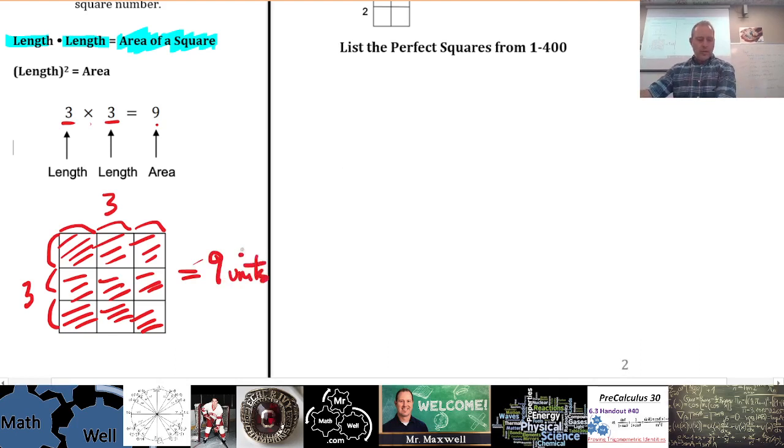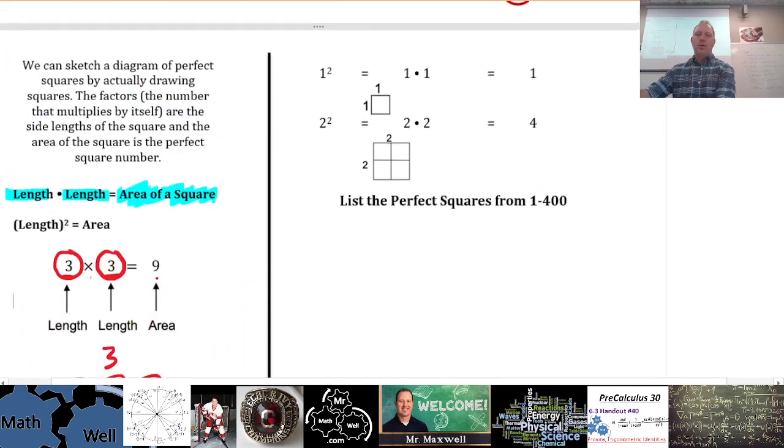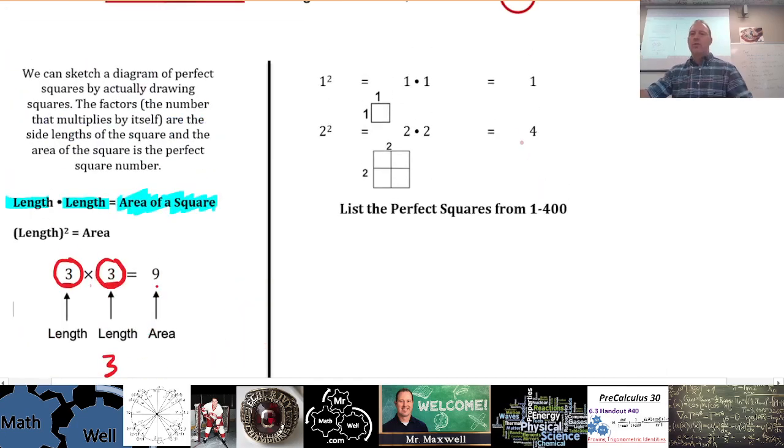So the side length is 3. The factors are 3 and 3. These are also called factors. Okay? Now, what about perfect square numbers? Let's do some more work with perfect square numbers.